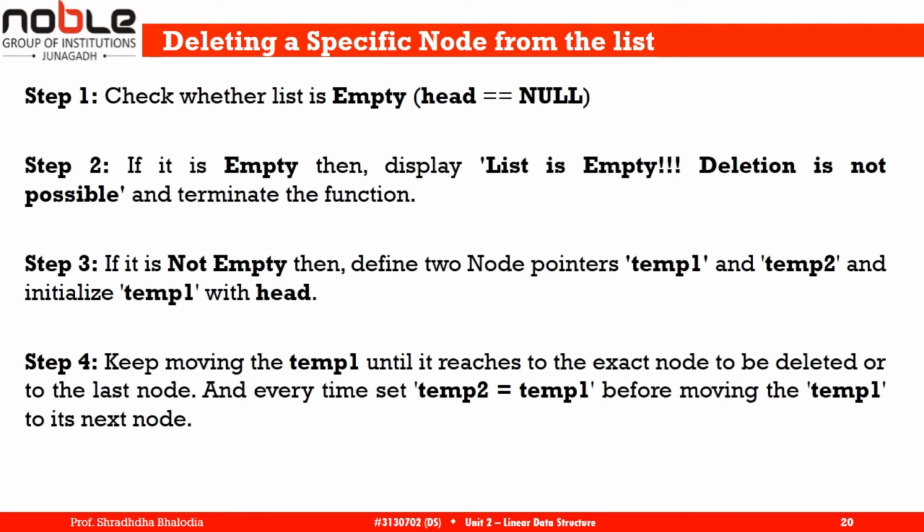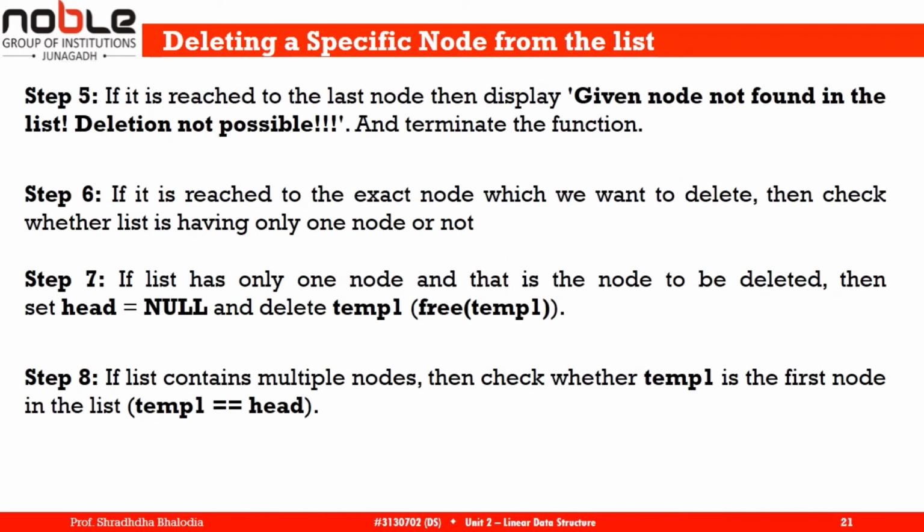Keep moving temporary 1 until it reaches the exact node to be deleted or the last node. We need to move temporary 1 to the specific location or until the last node. Every time, set temporary 2 equal to temporary 1 before moving temporary 1 to its next node. Now we need to check whether the specific node or location is there in the list or not. If it has reached the last node, then we can say the given node is not found in the list. If the specific node is not available in the list, then deletion is not possible.